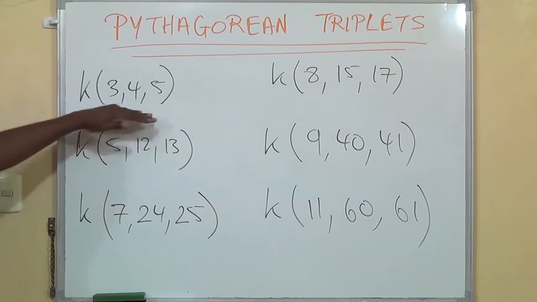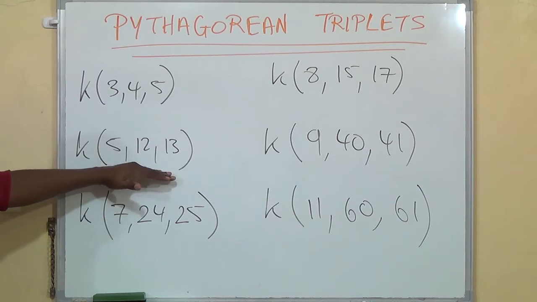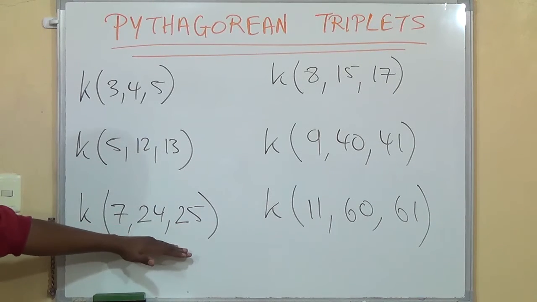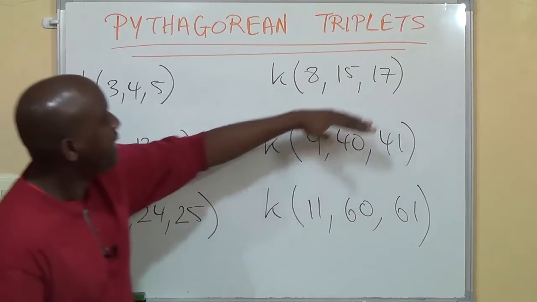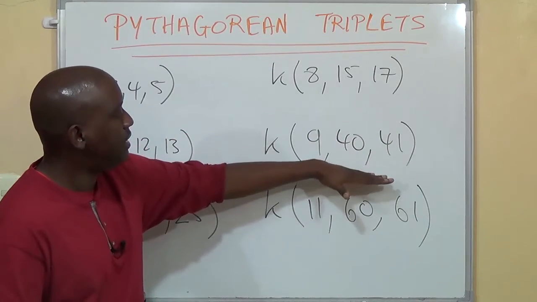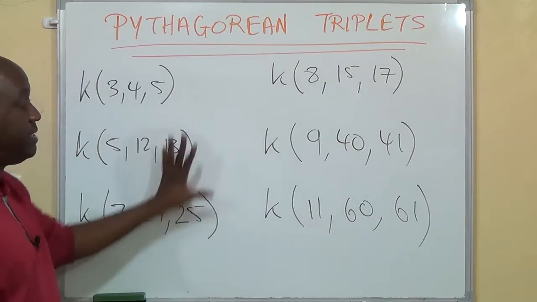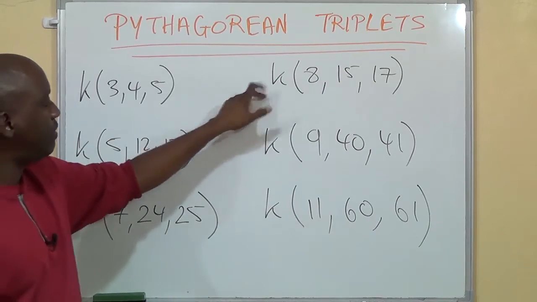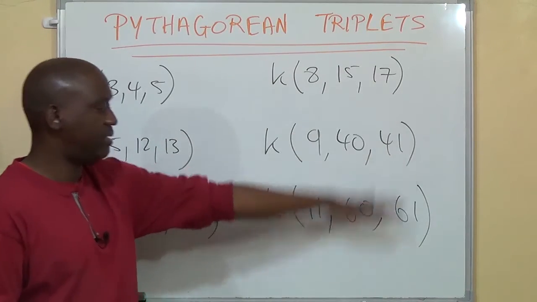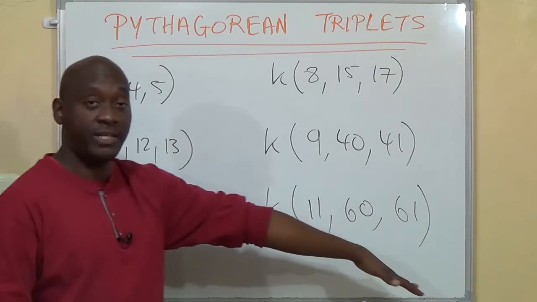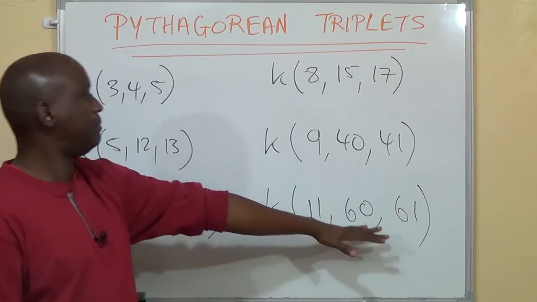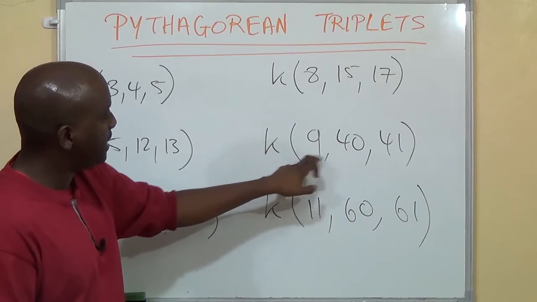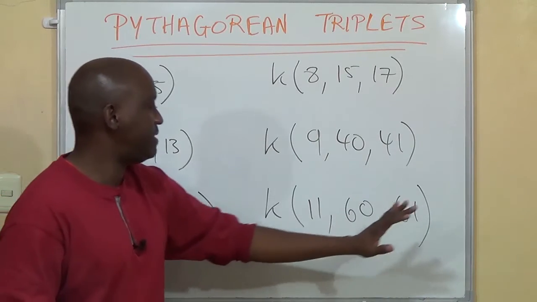So 3, 4, 5, 5, 12, 13, 7, 24, 25, 8, 15, 17. These are the ones that you should commit to memory if you have to memorize any. 1, 2, 3, 4. These two is just extra, what we refer to in Trinidad and Tobago as lanyap. All right, 9, 40, 41 and 11, 60 and 61.